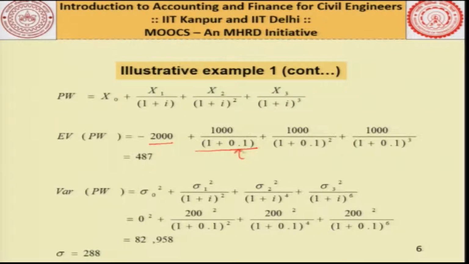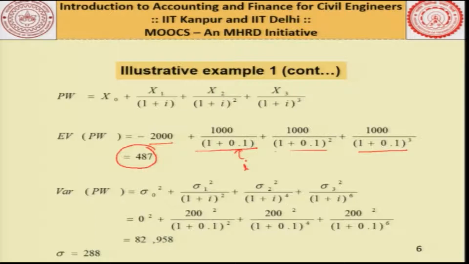This 0.1 is nothing but your interest rate. Here for second year, 1000 divided by 1 plus 0.1 raised to power 2, and here this is 1000 divided by 1 plus 0.1 raised to power 3. So, you are getting 487.